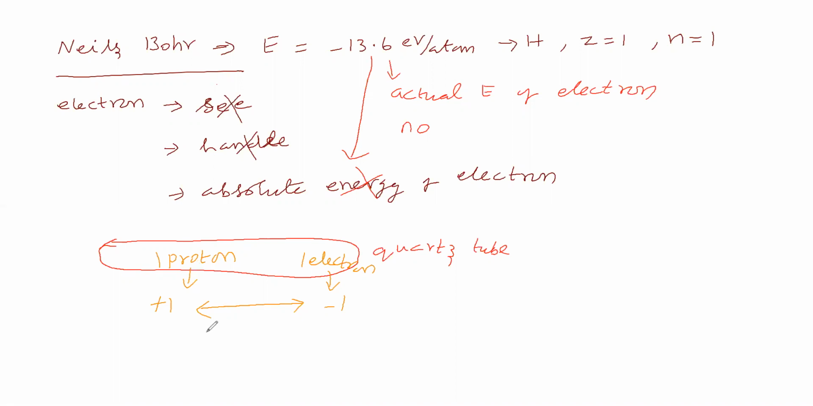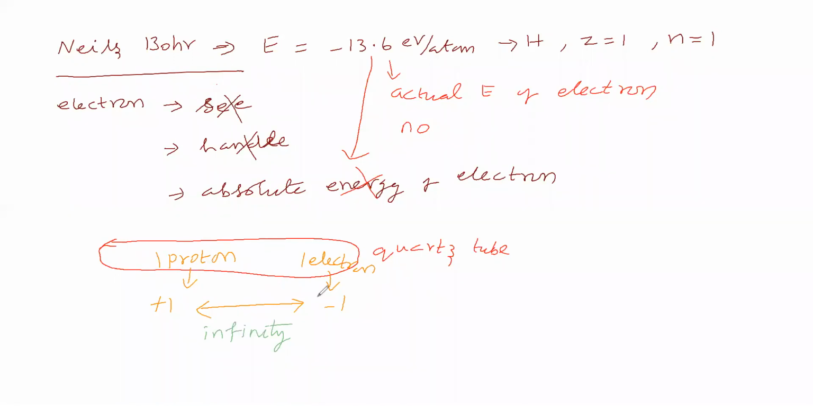Shall we take infinity? Because we are taking the proton separately and introducing, and taking one electron separately and introducing. That means before introducing, they do not know what they are. So what is the distance between them? The distance between them is infinity.